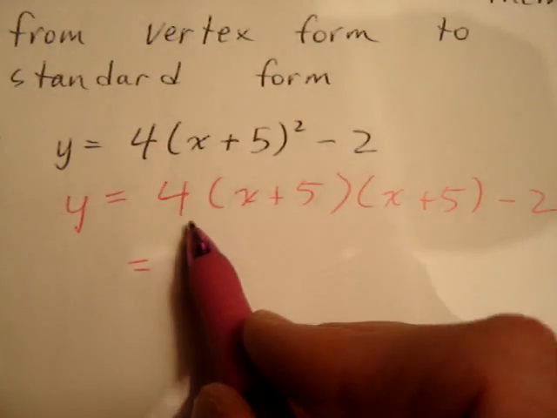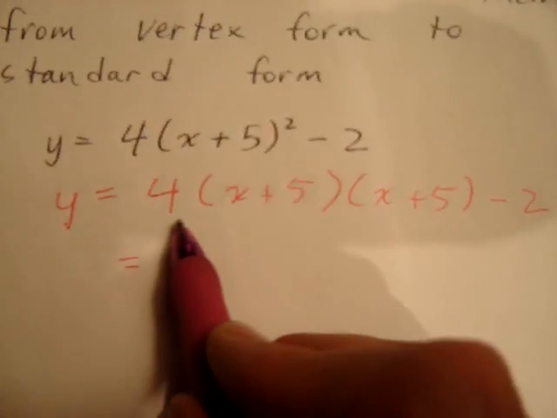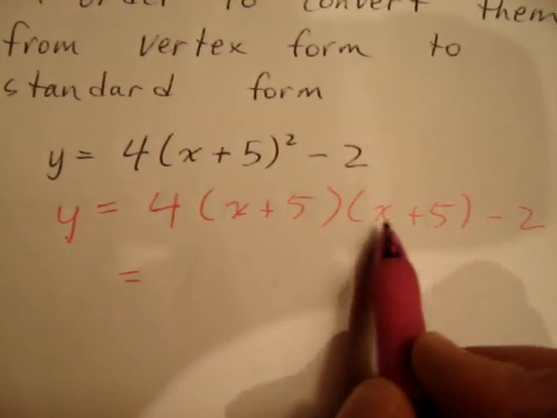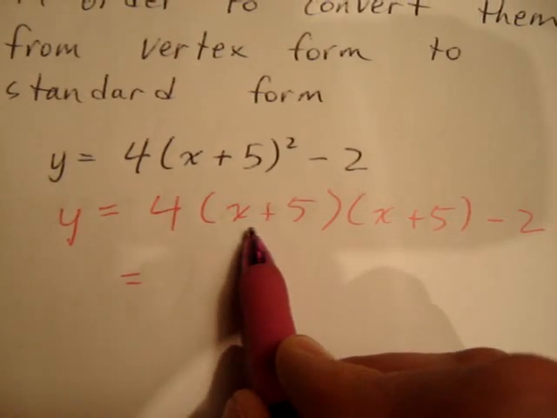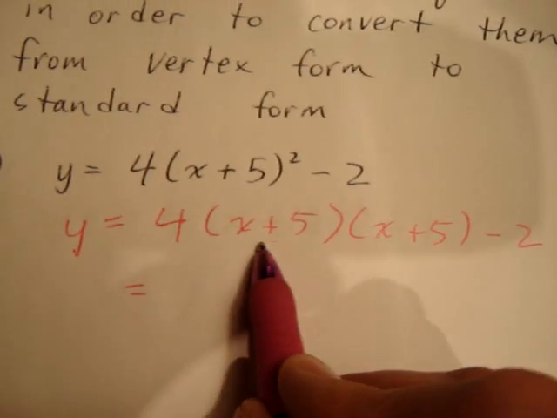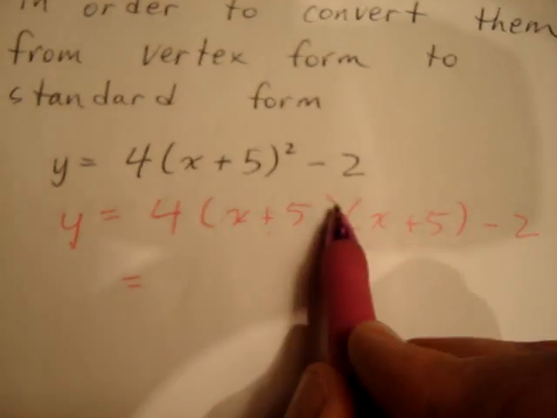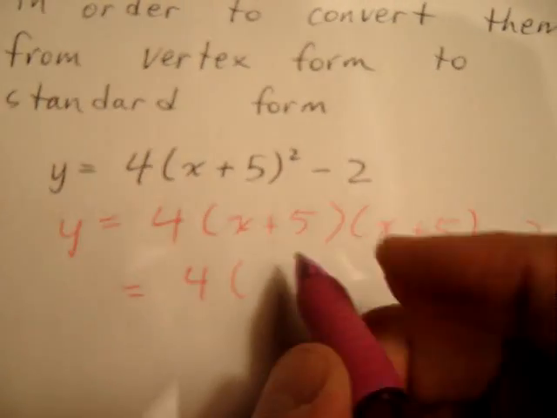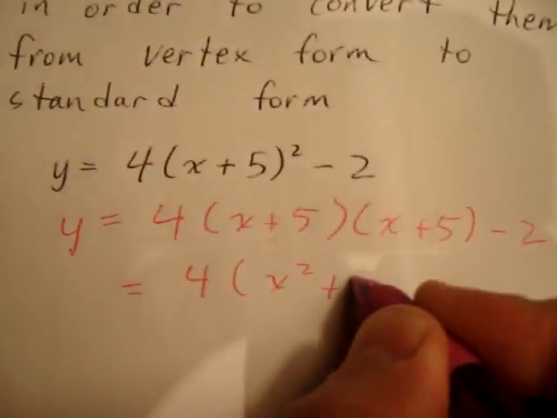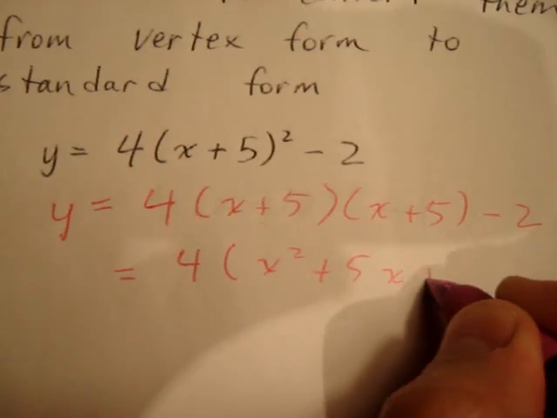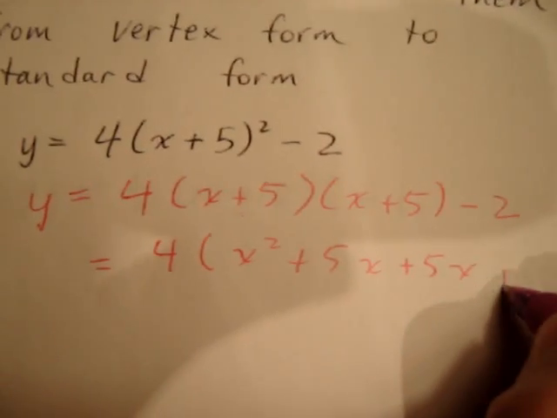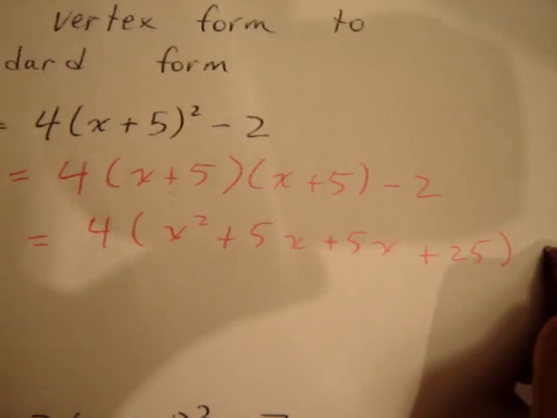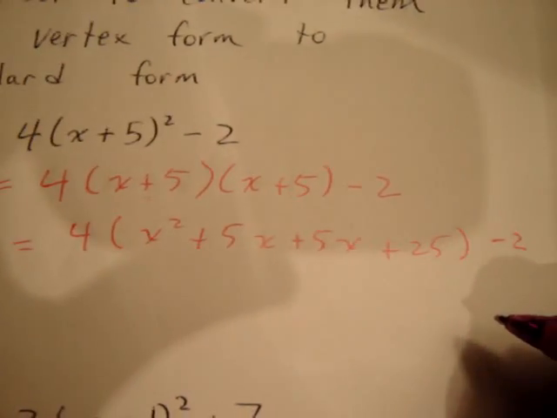At this point, we now expand these three quantities. And although we normally multiply in order, I usually find it convenient to expand out the brackets before bringing the 4 into the mix. So I bring the 4 down and I realize that I have x squared plus 5x plus 5x plus 25, and then a minus 2 on the end.